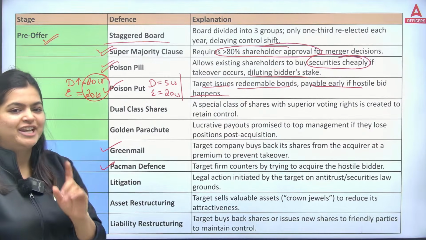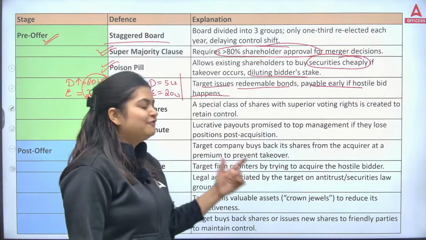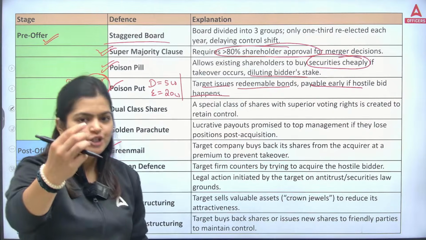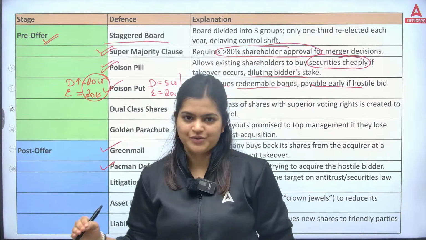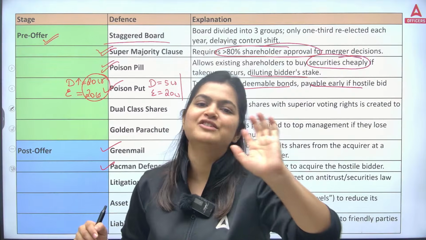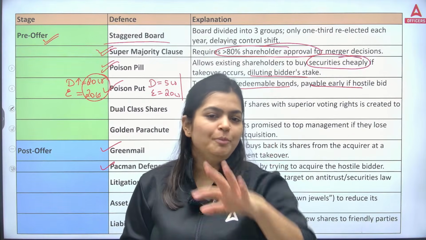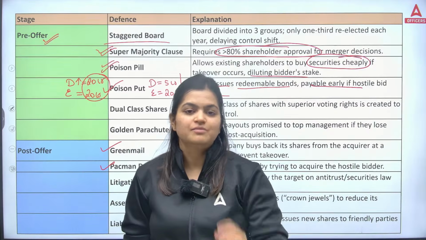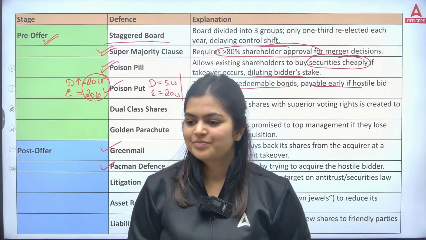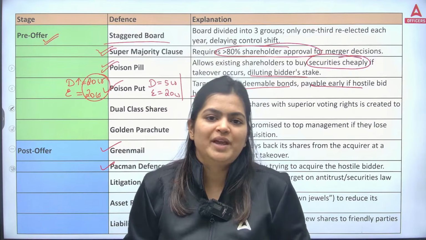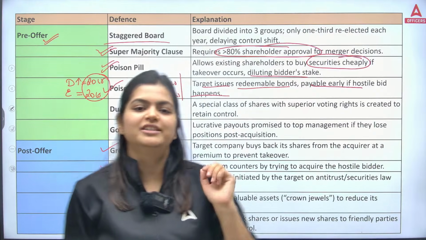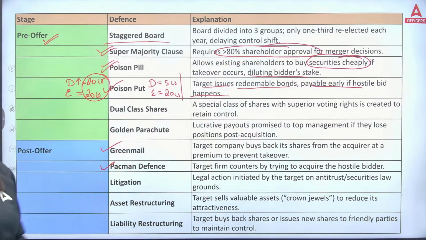Pacman defense is a very interesting one. Listen, your target firm counters by trying to acquire the hostile bidder. You try to purchase my company shares, okay, this is one transaction. On the other hand, I am purchasing your company shares now. You purchase, let's say, 25% of my company shares, I purchase 45% of your company. So you will get afraid, what is this company doing, they are purchasing, so ultimately they will become owner of us. So this is also one way to reduce hostile takeover.